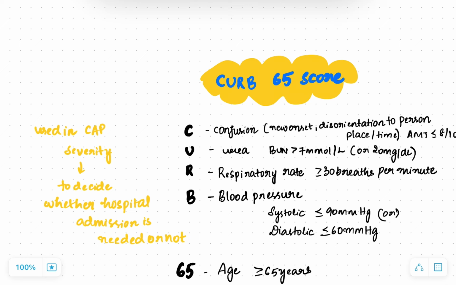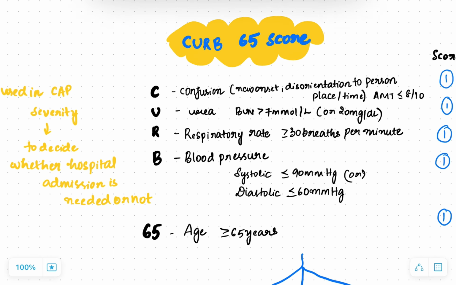So what is community acquired pneumonia? It is an acute infection of the lung parenchyma acquired outside of hospital settings, most commonly caused by Streptococcus pneumoniae. So we use this CURB-65 score to assess the severity of this pneumonia.